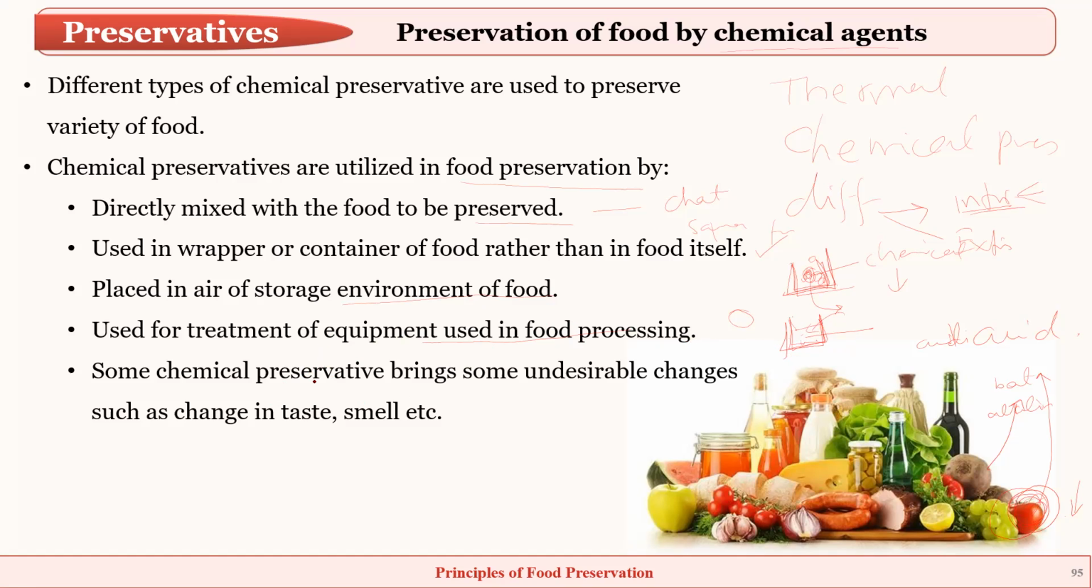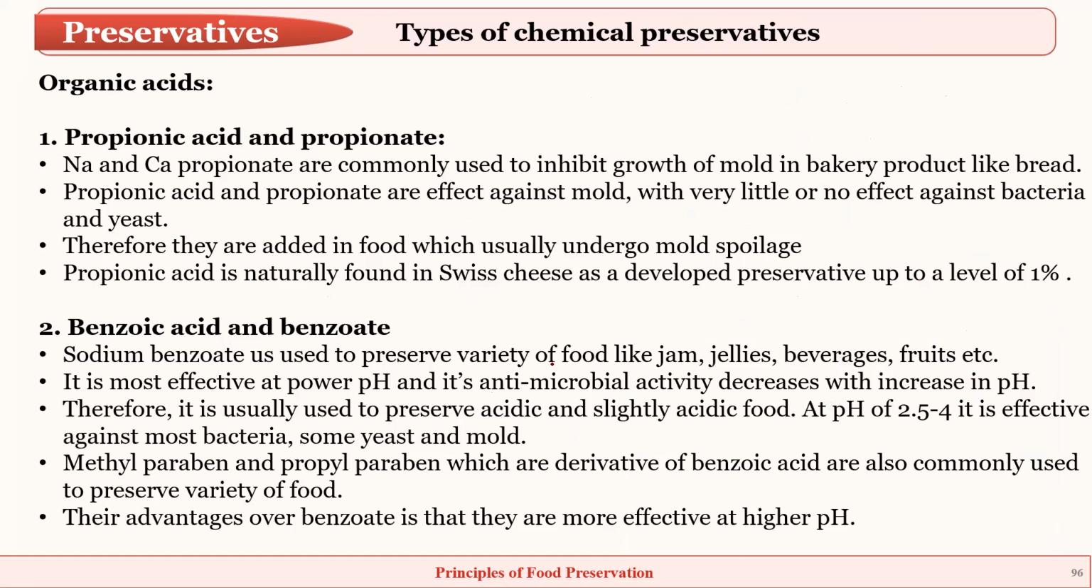Some chemical preservatives bring some undesirable changes such as a change in taste or smell. For example, too much potassium sorbate along with citric acid gives a very off odor or taste, or sodium benzoate, or there are many chemicals which give rise to off odor or off taste if added in large quantity. So this slide focuses on the different types of chemical preservatives available.